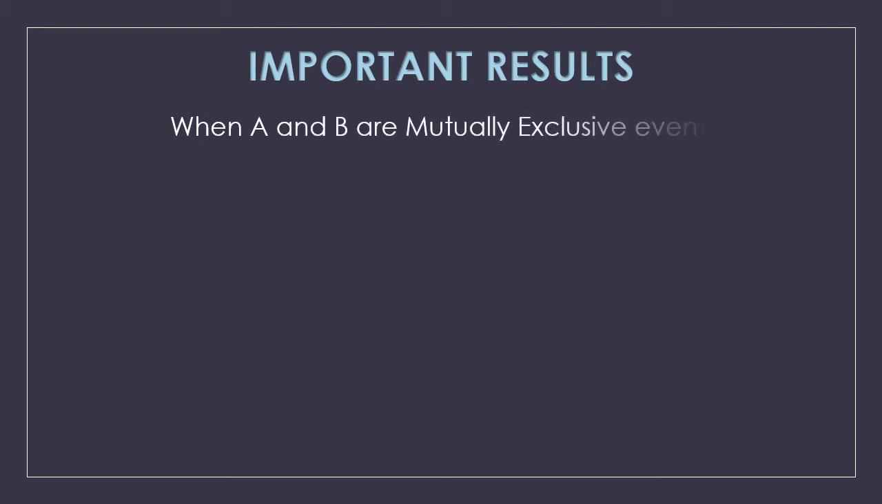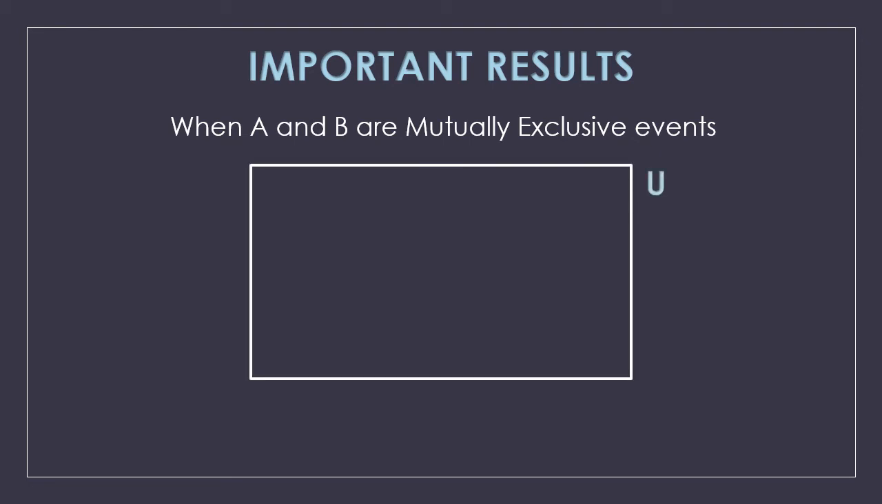Now, important results. Whenever formulas are there, there are some important results which we need to understand for the sake of the solution of future sums. The first one is when A and B are mutually exclusive events. A mutually exclusive event I have already explained in one of my previous videos. If you want, you can check it out on the top right of your screen.